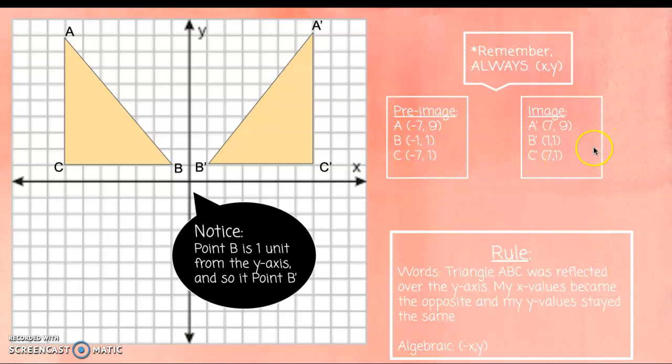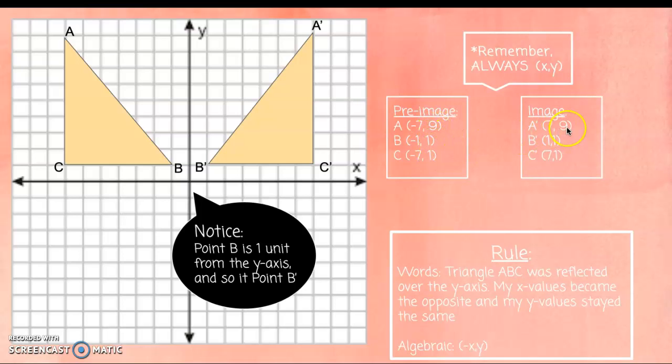So I wrote my coordinates and my rule in words. Triangle ABC, that's this first one over here, was reflected over the y-axis. It flipped over the y-axis. My x values became the opposite and my y values stayed the same. Let's see what I mean by that. My x values became the opposite. So right here, my x values are -7, -1, and -7. Over here, it's 7, 1, 7. So it's the opposite of whatever it was there. So my x values became the opposite and my y values stayed the same.